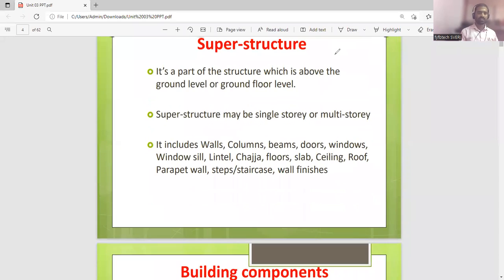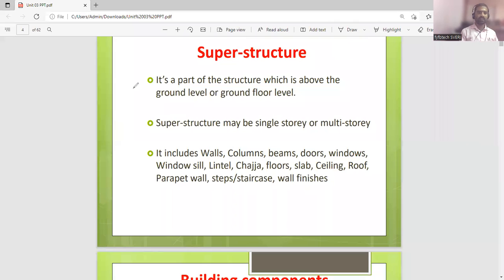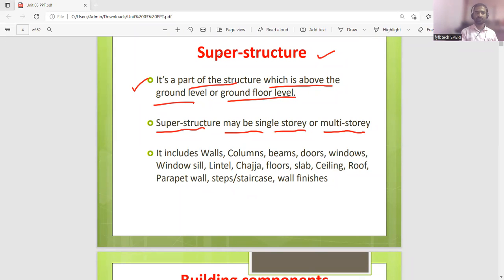Then superstructure. So what is the superstructure? It is a part of the structure which is above the ground level or ground floor level, and is called the superstructure. Superstructure may be single story or multi-story. Just now I told you, consider this is a one-story building, and there will be a foundation for this one. This will be the foundation, and think that this is ground level.